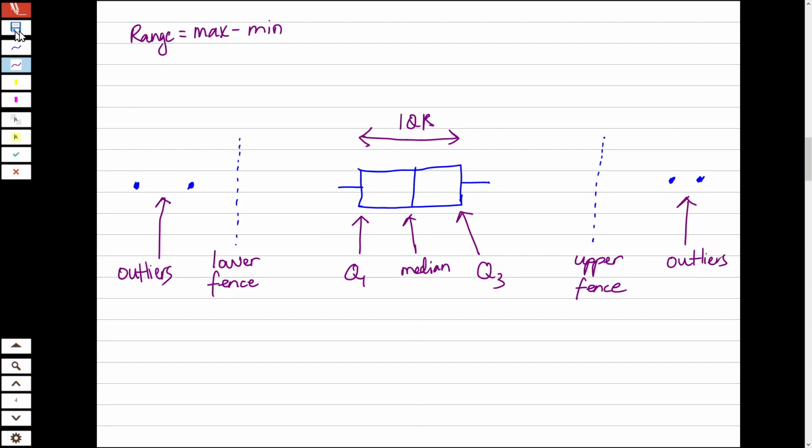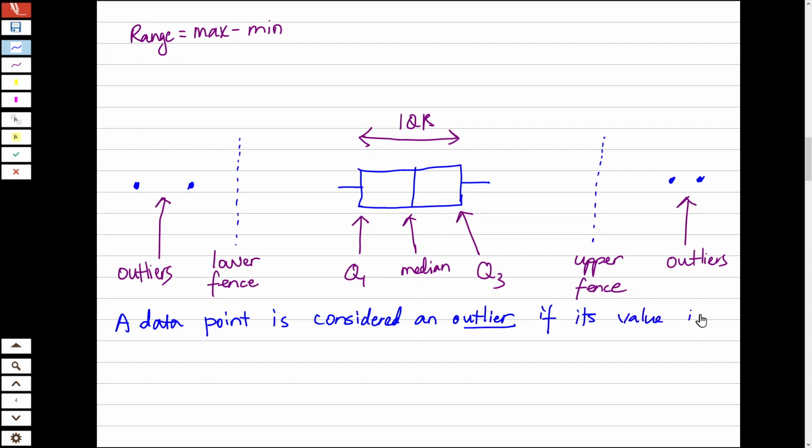So I'm just going to give you the definition, okay? So a data point is considered an outlier if its value is below the lower fence or above the upper fence.